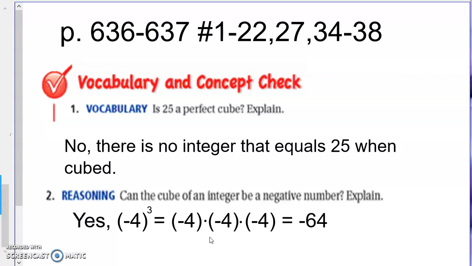Number 2, can the cube of an integer be a negative number? And the answer is yes, because negative 4 to the third power would mean negative 4 times negative 4 times negative 4, which gives you negative 64. So then the cube root of negative 64 would of course be negative 4.